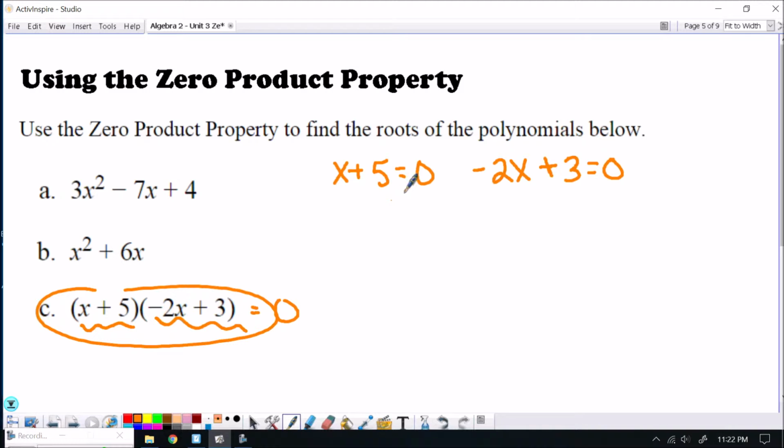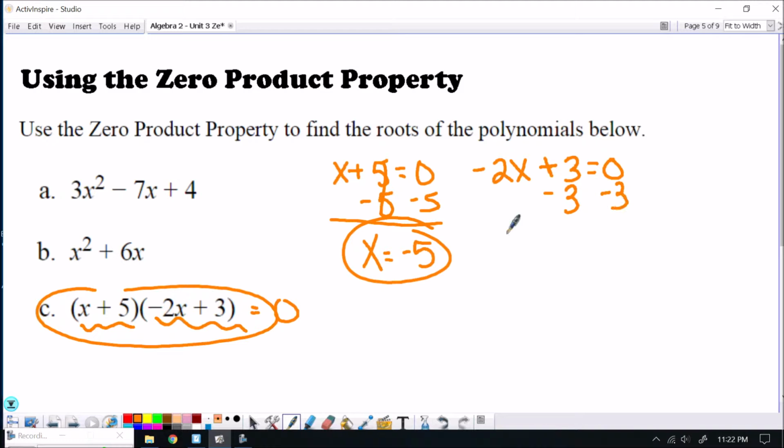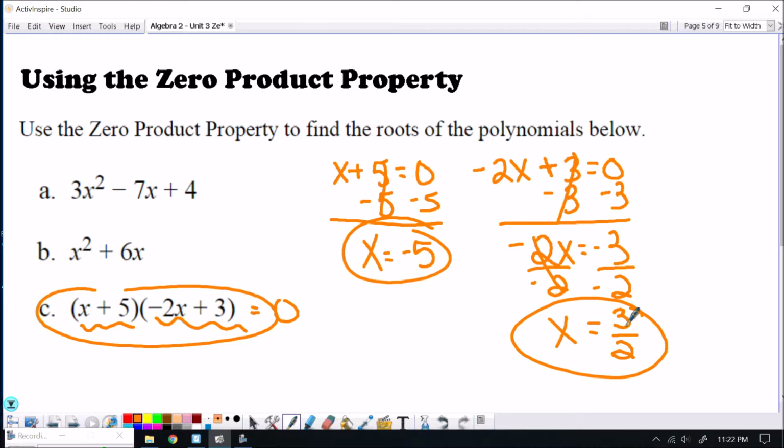So for x plus 5 equals 0, I'm going to subtract 5 from both sides, and we get x equals negative 5. And then the second one, I'm going to subtract the 3. So I have negative 2x equals negative 3. And when I divide by negative 2 to undo, I have x is equal to negative 3 over negative 2, which would be positive 3 over 2. So there's my two x-intercepts, which are my roots, which are my x values.